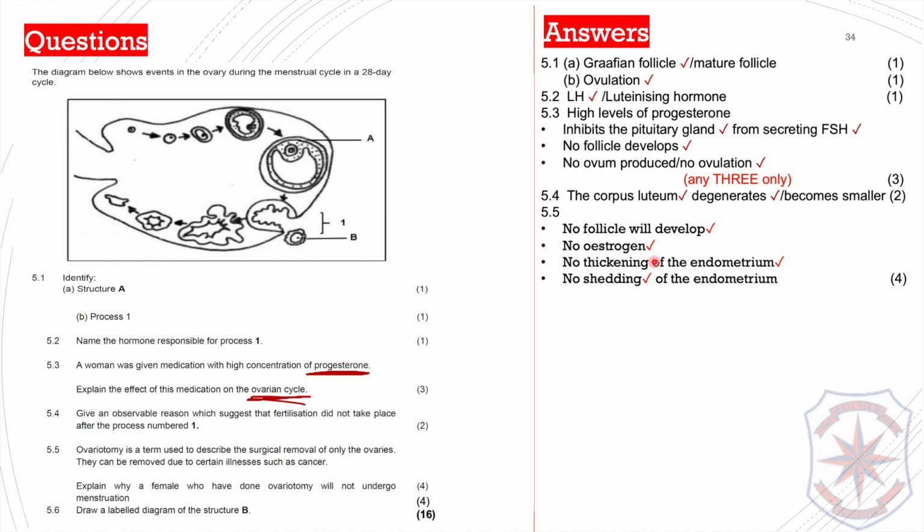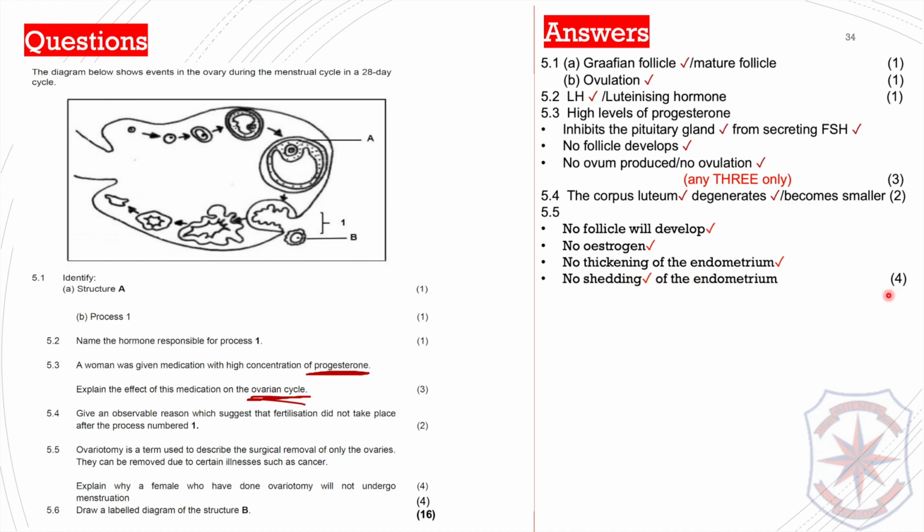If there is no thickening of the endometrium, so there is no shedding of the endometrium because it is not thick. Remember, what is menstruation? Menstruation is the breakdown or the shedding of the endometrium. So if you don't have a thick endometrium, there will be no shedding of that endometrium.